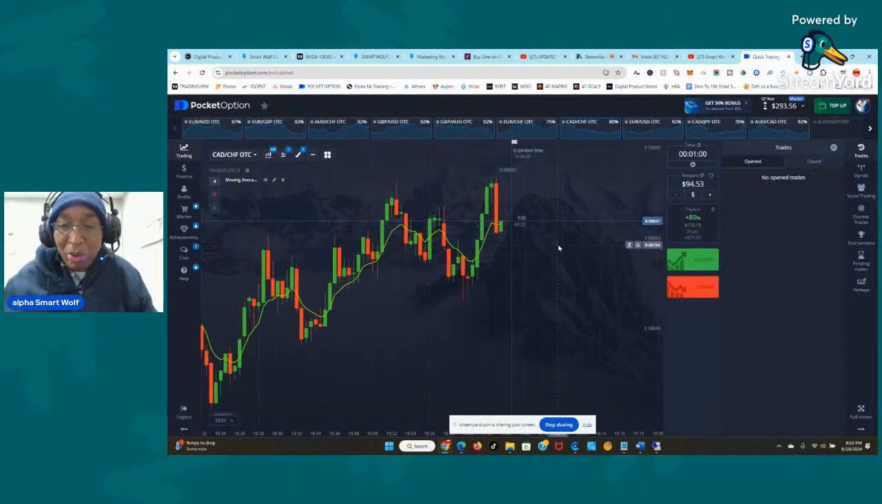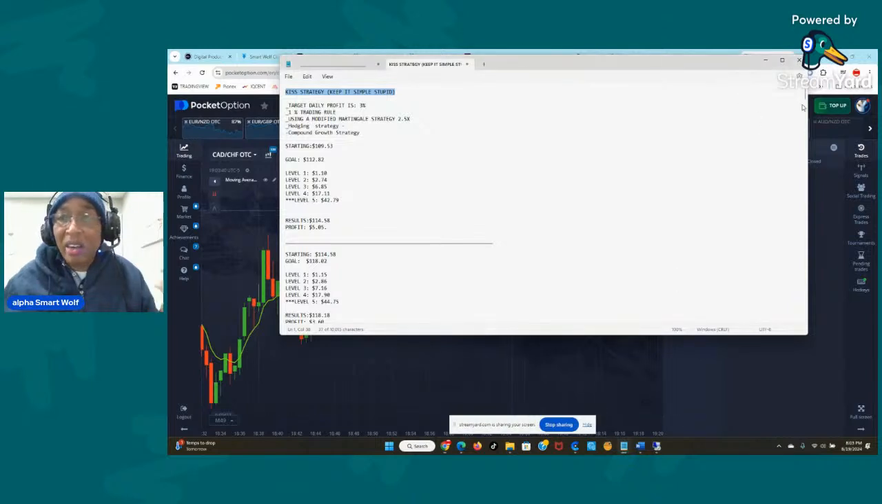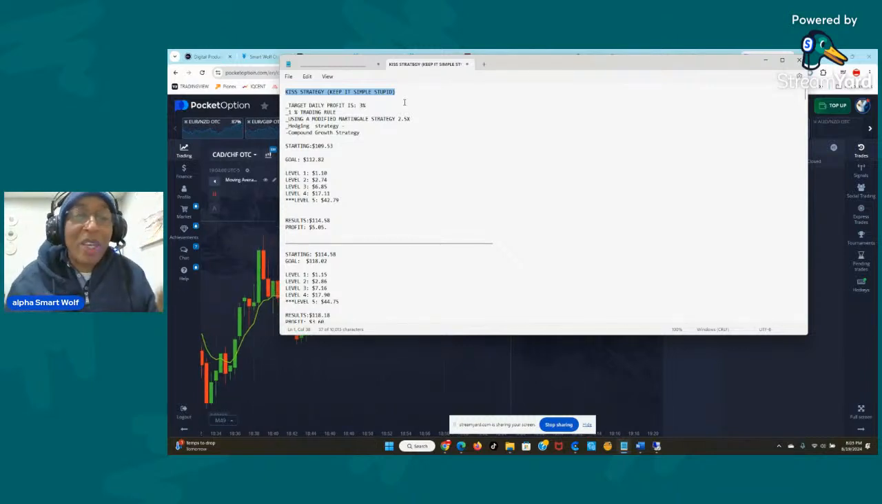If you guys don't remember what the KISS strategy is, then you can just come here and revisit our previous trading. So KISS strategy is a keep it simple stupid strategy that we use to trade Forex, we use it to trade binary options, we use it to trade stocks, we use it to trade crypto. We just tweak it a little bit so it can serve the purpose for whatever we are trading for that day.